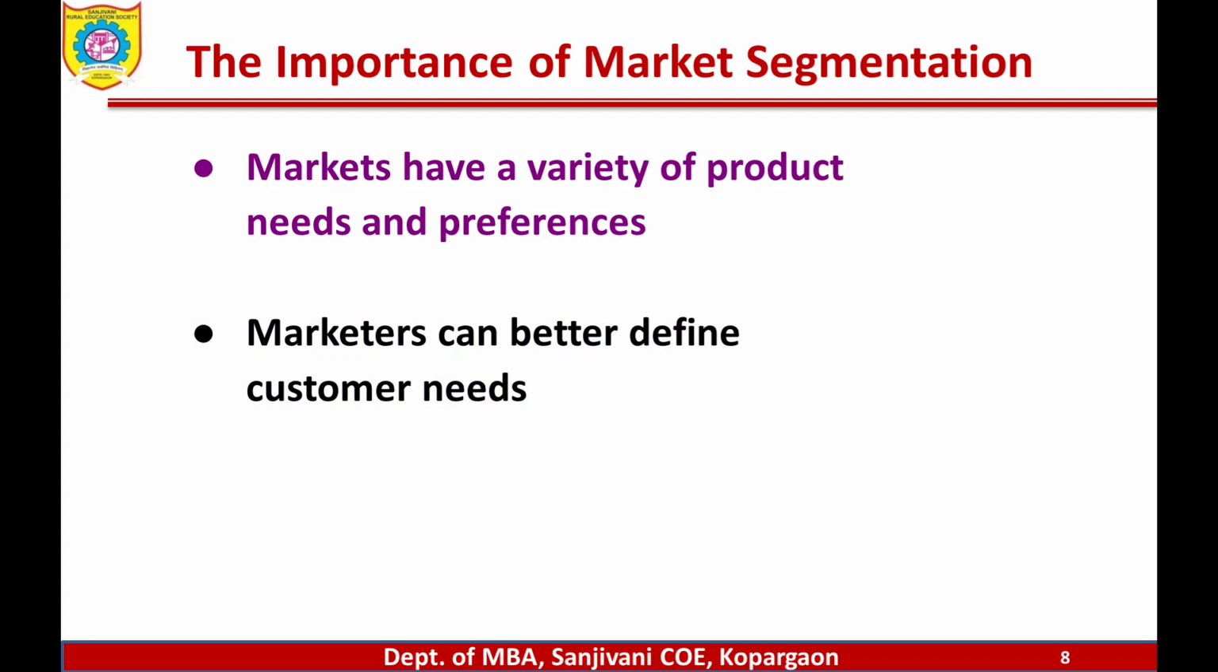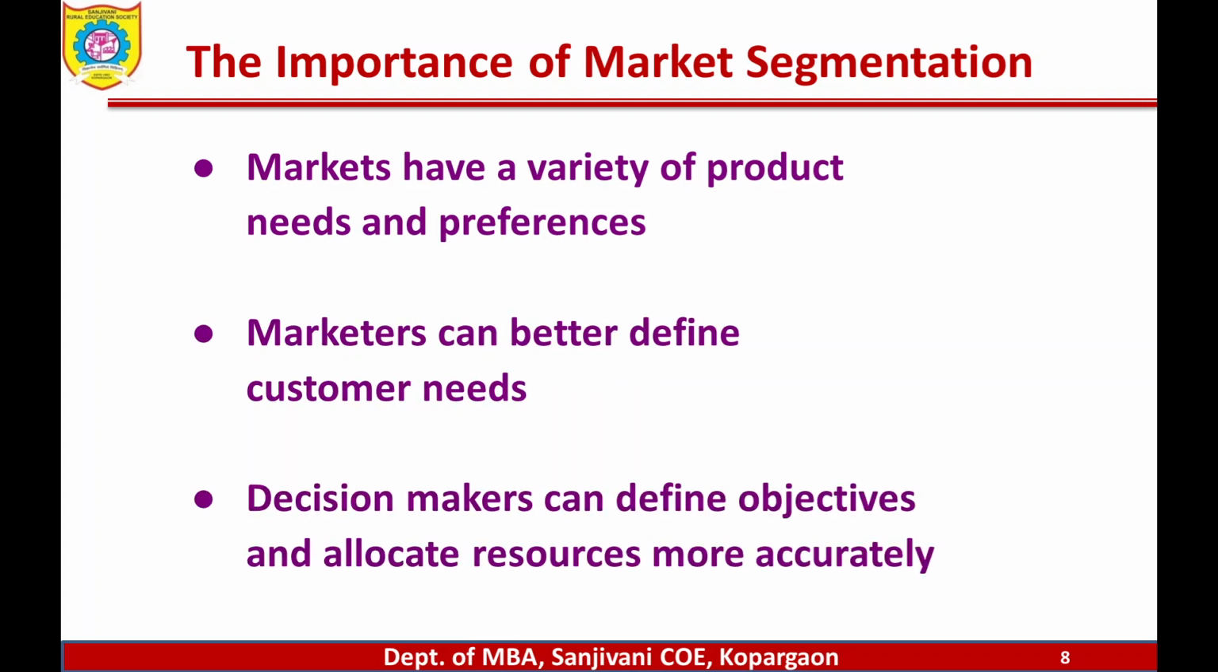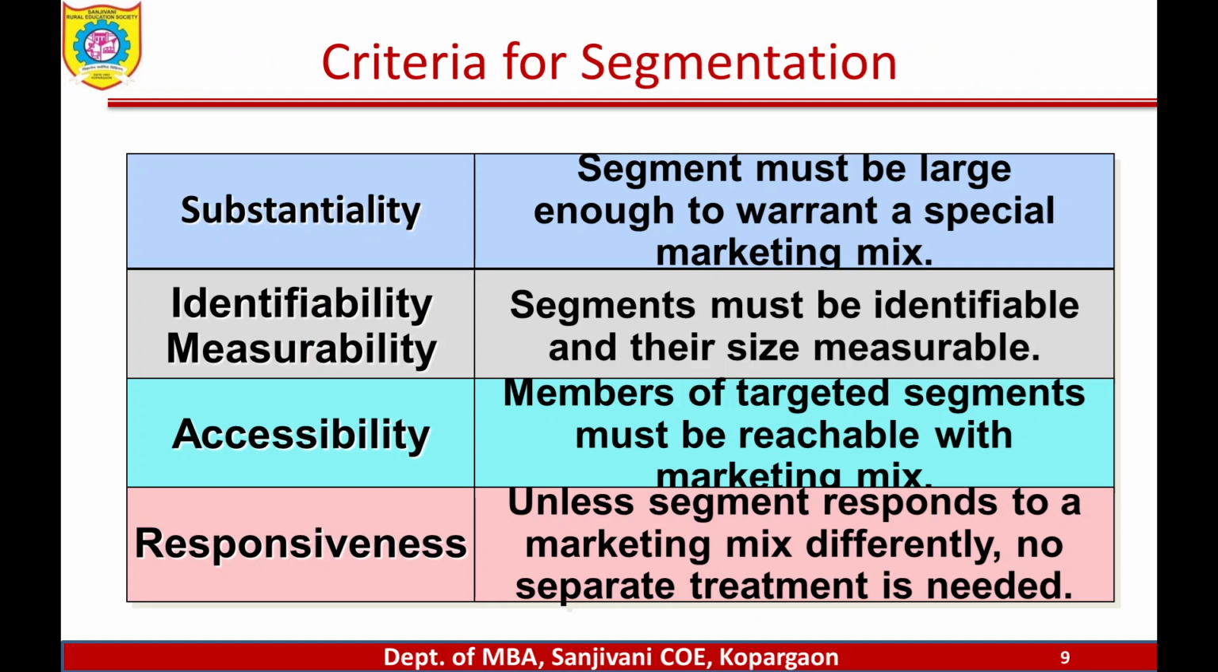Marketers can better define the customer needs. Decision makers can define objectives and allocate resources more accurately. Criteria for segmentation: sustainability. The segment must be large enough to justify a special marketing mix. So whenever we identify a certain segment, we have to check in the 4 major categories whether the segment is large enough, whether the segment has identifiability and measurability, whether the segment must be identifiable.